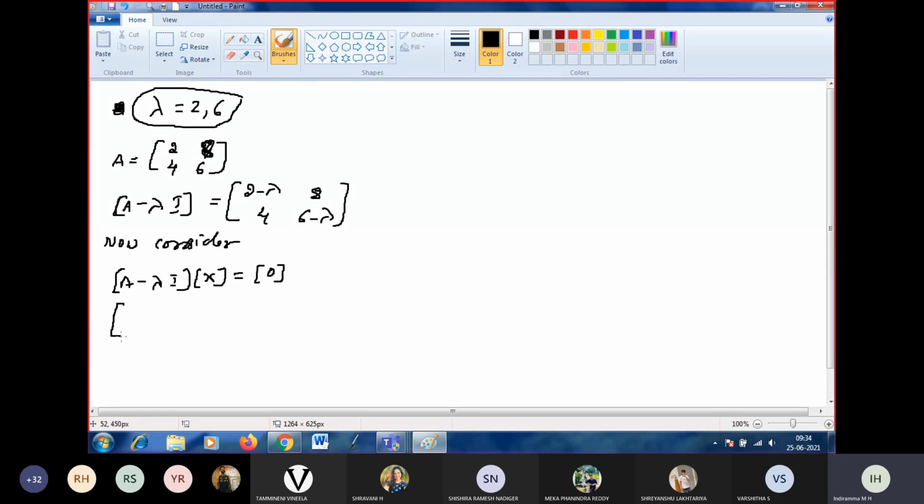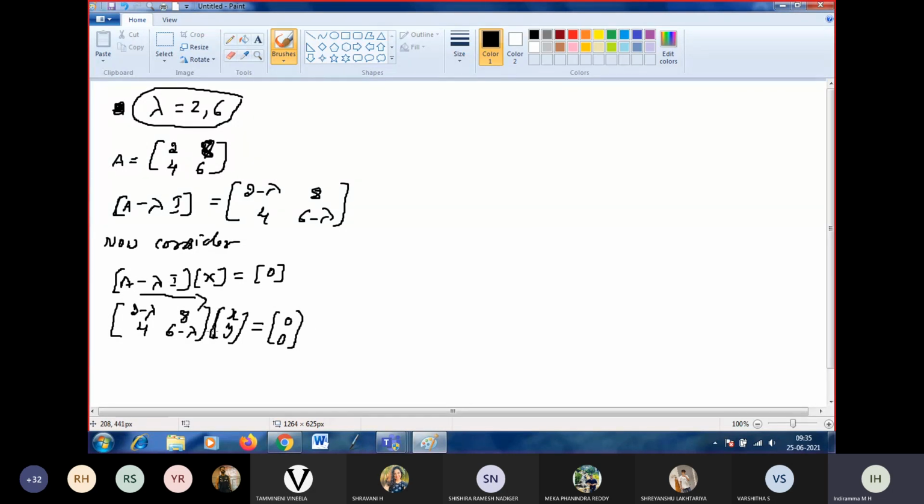So A minus lambda I is 2 minus lambda 8, 4, 6 minus lambda into X. As I told you, X is a variable matrix, say xy. Either xy you can take, or x1, x2 you can take, or y1, y2 you can take. Any variables you can take. And equal to 0, 0. Okay.